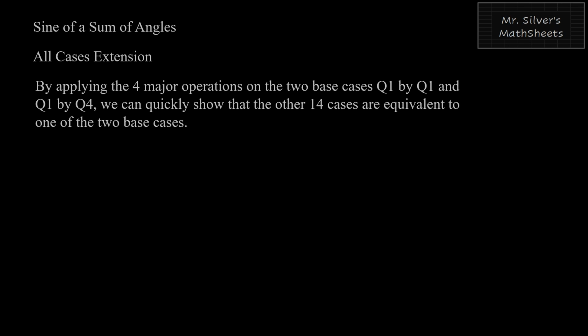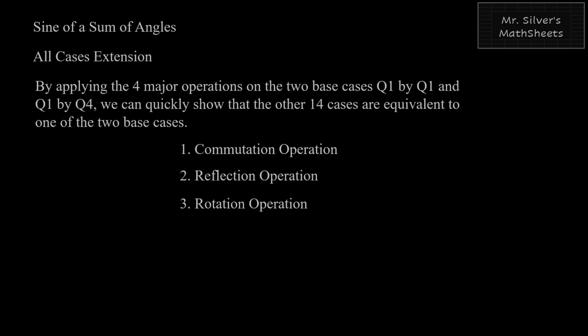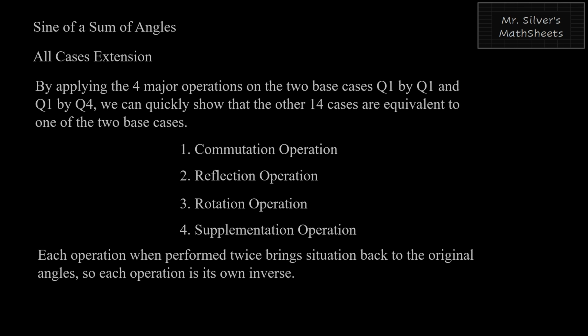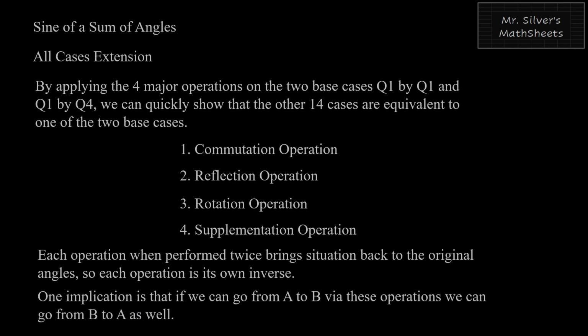Okay, we'll apply the 4 major operations to the 2 base cases: commutation, reflection, rotation, and supplementation. Each operation we perform twice puts us back to the original situation, so each operation is its own inverse. One implication is that if we can go from A to B, we can go back from B to A as well.